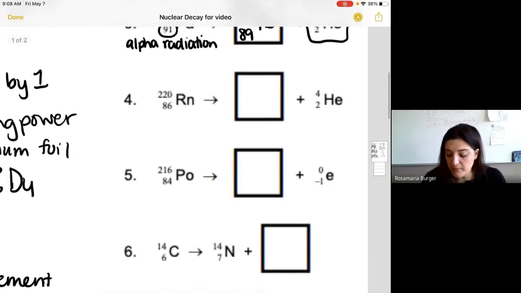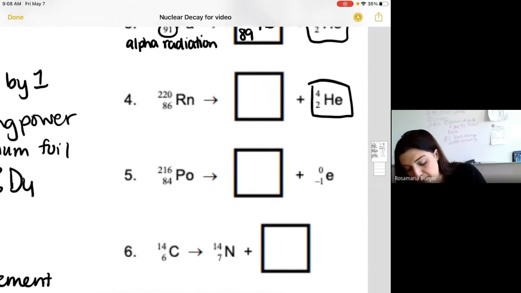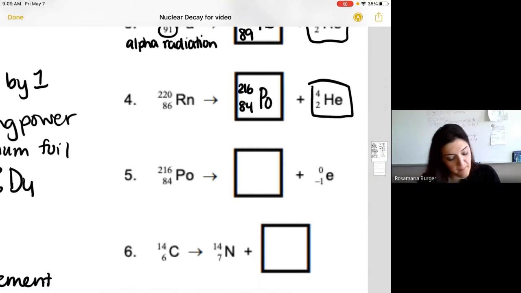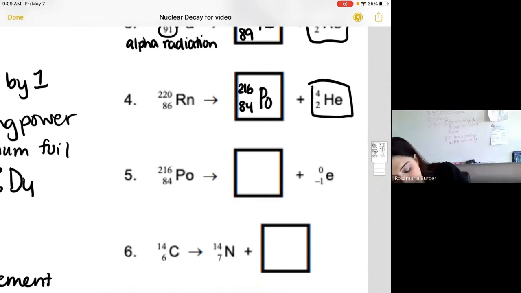Number 4, another alpha particle right here. So 220 and 86, radon. 86 is going to become 84, and 220 is going to become 216 because it's going down by 4. Okay, 84, who's 84? Polonium on my periodic table. Oh, look, we got polonium in the next problem, and this was alpha as well.